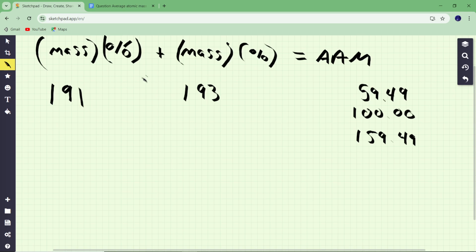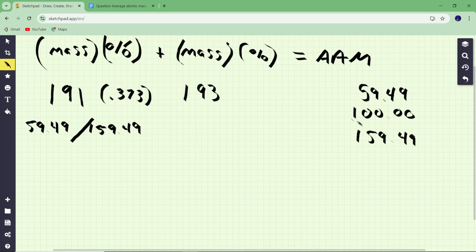For this first one, to figure out our percent, we're going to take 59.49 and divide that by 159.49. So we take this one divided by this one, and it's going to give us our percent. In this particular case, our percent ends up being 0.373.